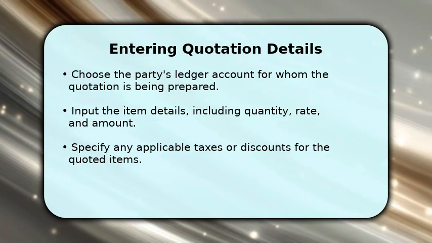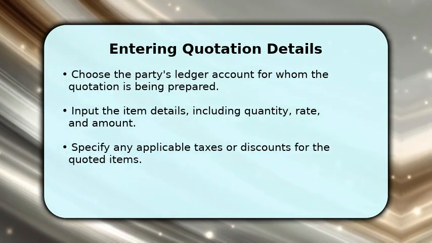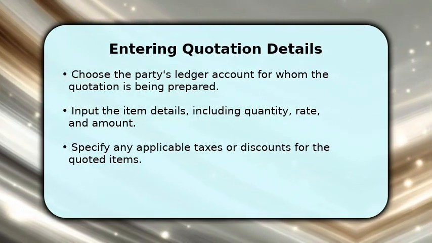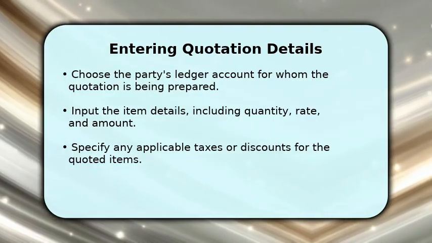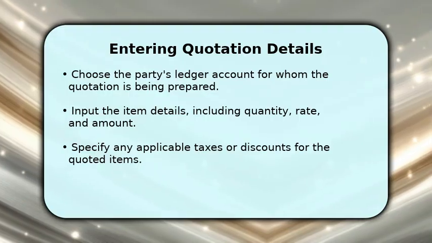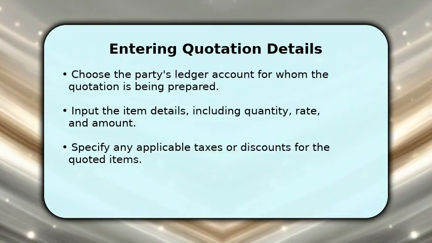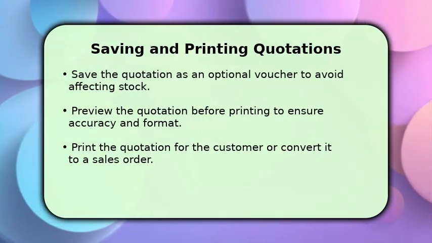First, select the appropriate party's ledger account, which represents your customer. Then, meticulously enter each item you are quoting, specifying its quantity, the rate per unit, and the total amount. Remember to also include any applicable taxes, such as GST, or any discounts you wish to offer, ensuring all financial aspects are clearly presented. After entering all the details, it is time to save your quotation.